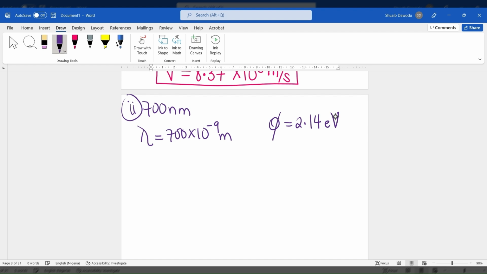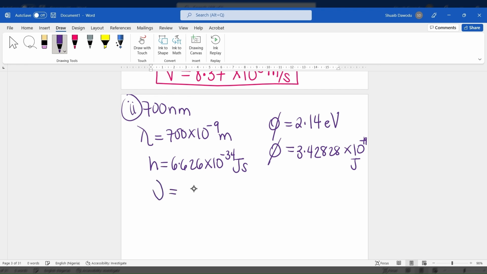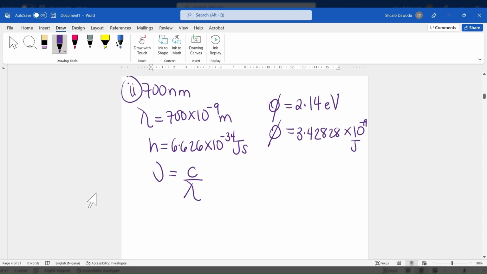2.14 eV, which we can simply rewrite as 3.42828 times 10 raised to the power of negative 19 joules. So that's that as well. We also know that our Planck's constant is 6.626 times 10 raised to the power of negative 34 joule seconds. And our frequency is just simply going to be our speed of light divided by lambda. By the way, I'm just rewriting all of this because we've been talking about it already.